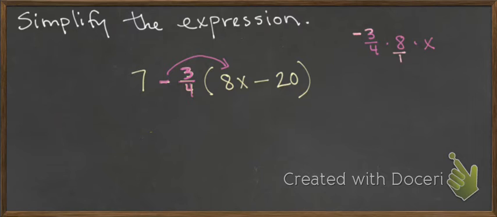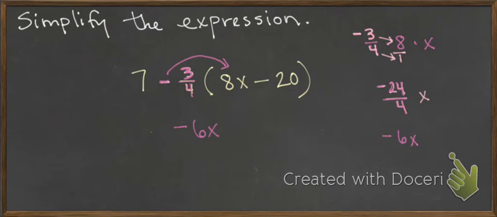So this is negative 3 times 8 is negative 24. And then I have a positive 4 times 1, which is 4. So when I multiply this together, I get negative 24/4 x. Can I simplify that anymore? Yes, because this fraction is saying negative 24 divided by 4. And that's negative 6x.